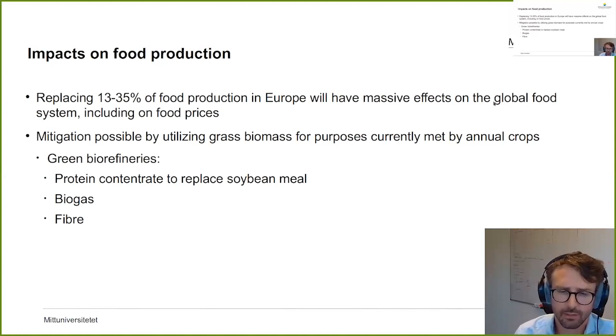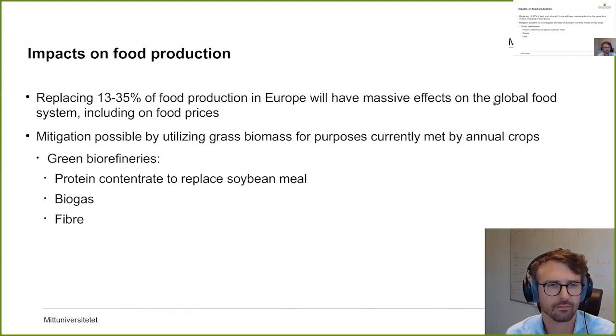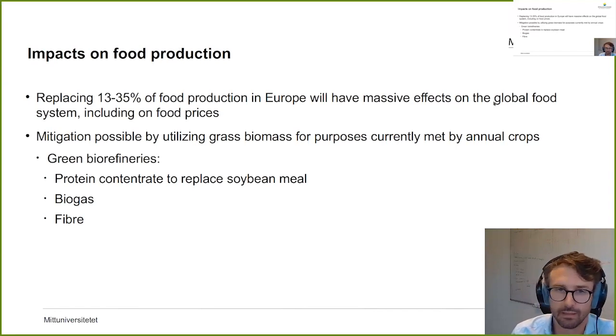Biorefineries are characterized by the ability to produce multiple products, to utilize different parts of the feedstock for different purposes. And there are full-scale refineries in Denmark that have been developed over the last decade, where you could use grass biomass to produce a protein concentrate that you can use to replace soybean meal. You can give it to pigs, for example. And there have been feed trials, of course, and the results are good. So this is a very interesting alternative.